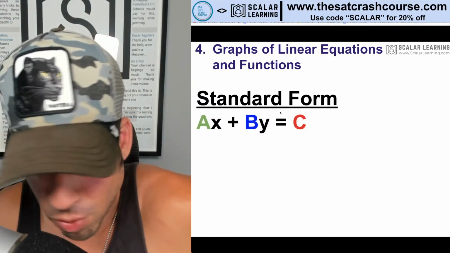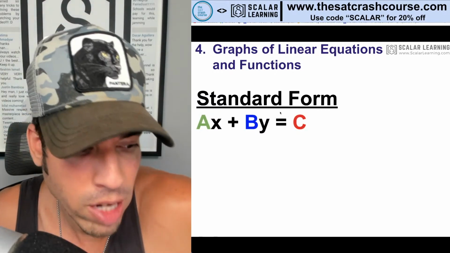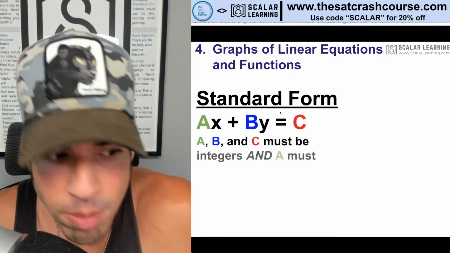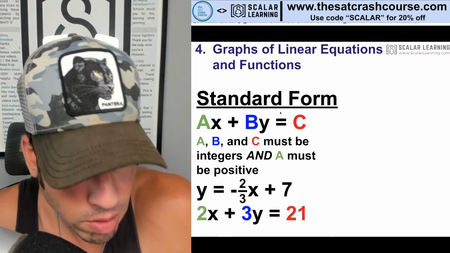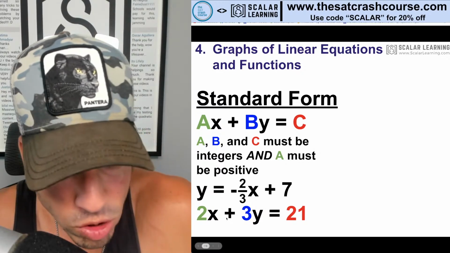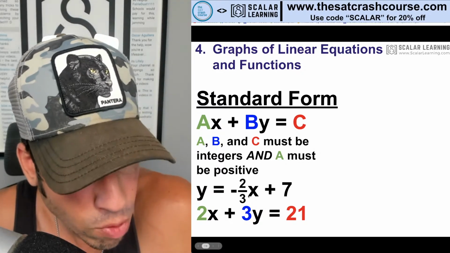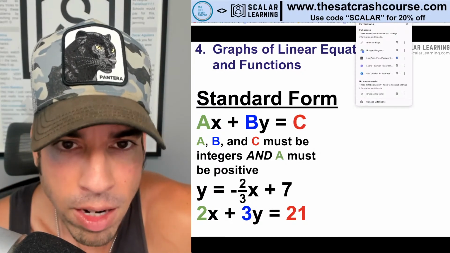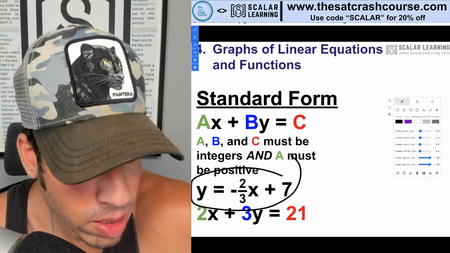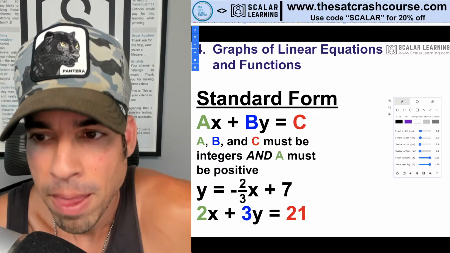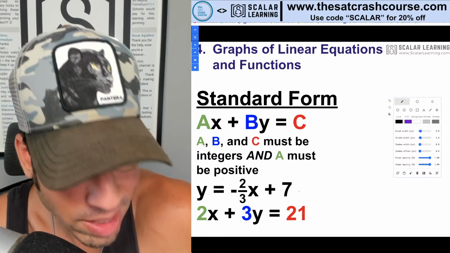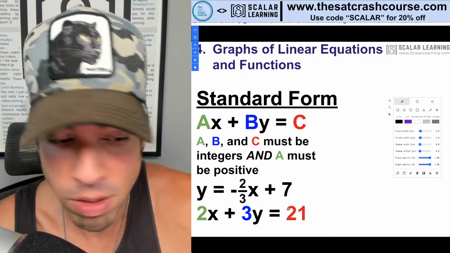And then we have standard form, which is another way to present a linear equation. Ax + By = C, where A, B, and C are integers, and A must be positive. So this is in slope-intercept form. Here's the equivalent format in standard form. And if you ever need to convert from this to this, I'll show you the steps, because sometimes they present answers in the multiple choice section in standard form. It's like, well, I know it's in slope-intercept form. How do I get it there?